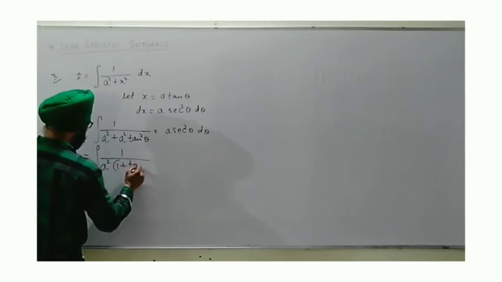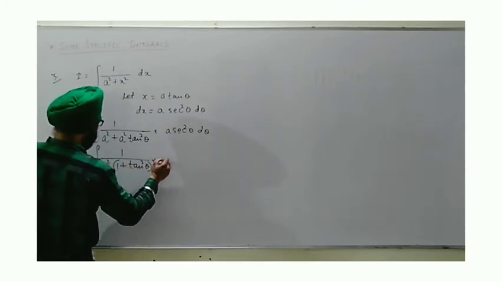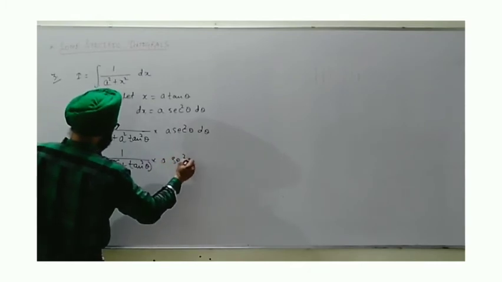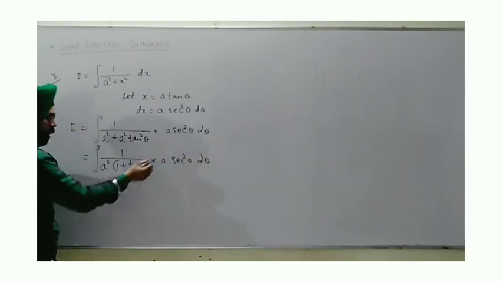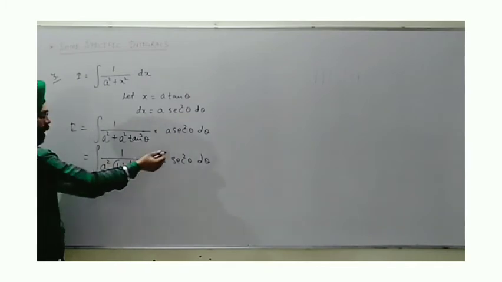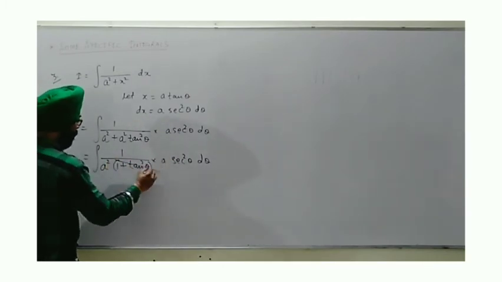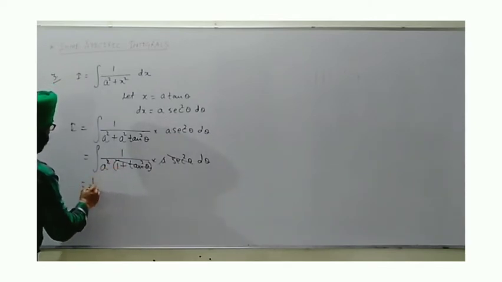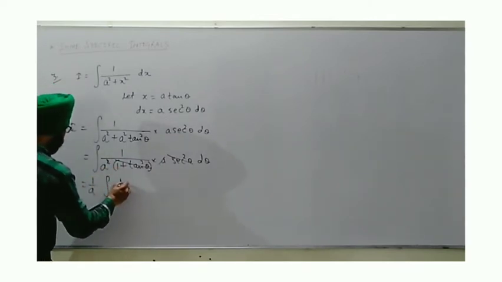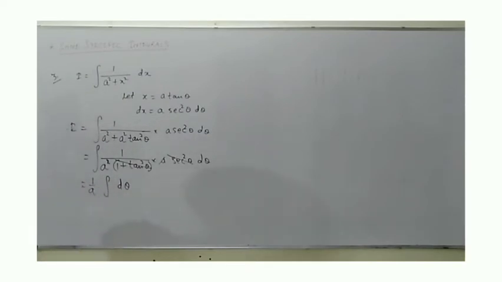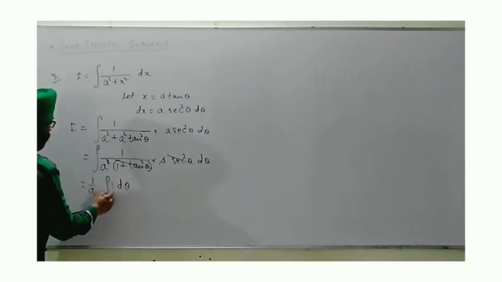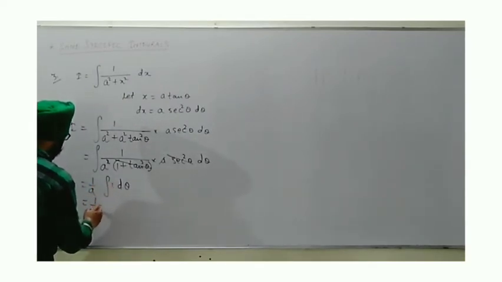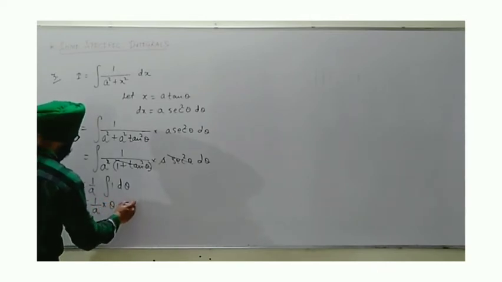Inside, 1 plus tan square theta into sec square theta d theta. Now sec square theta and 1 plus tan square theta, by the Pythagorean identity, they are equal and can be cancelled out. The a to this power also cancels out, and you are left with 1 upon a. The only thing left is the function 1 d theta. So the integration of 1 we write as theta plus c.